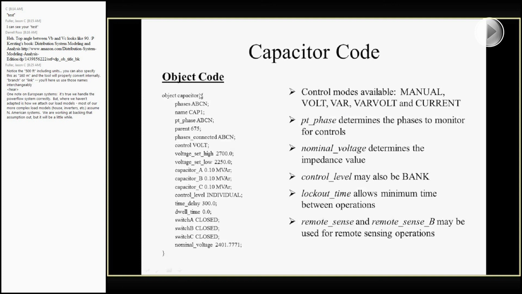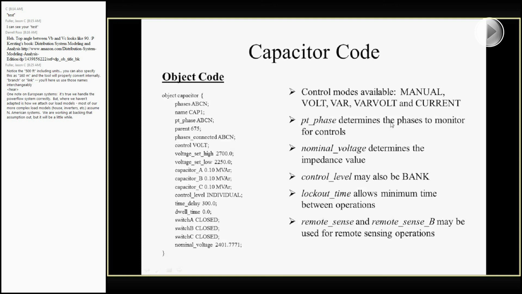VAR and current are very similar. They are more for reactive power compensation. So if you want to switch in a capacitor bank to help reduce the inductive draw on a system, you can specify which link they want to look at and then specify the set points, and they'll switch in and out. VAR volt is kind of a combination of the two. You can basically specify a voltage band and a reactive power band for it to operate in. And I can't remember what the preference is there. It'll do one before the other. I think it maintains voltage before VARs, but I'm not positive. I'd have to look at the documentation.